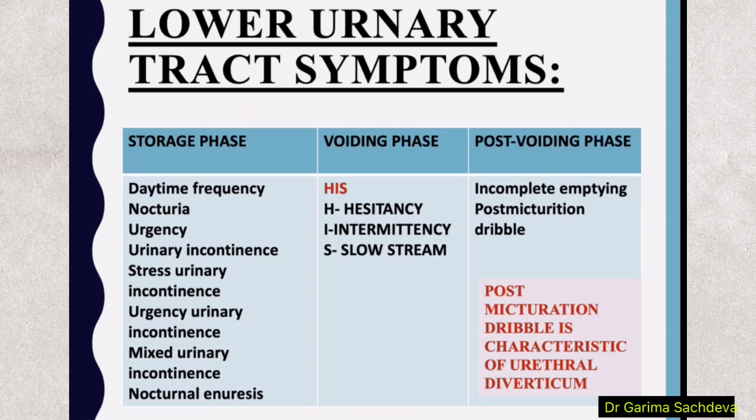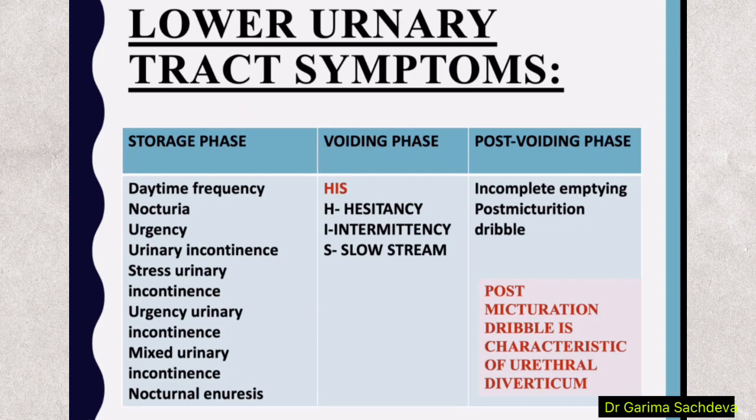Sometimes this kind of MCQs also comes. SBAs like which of these are symptoms of storage phase, which of these are symptoms of voiding phase and post voiding phase. Voiding phase you can remember with a mnemonic HIS: hesitancy, intermittency, slow stream. Post voiding phase, there are only two: post micturition dribble and incomplete emptying.